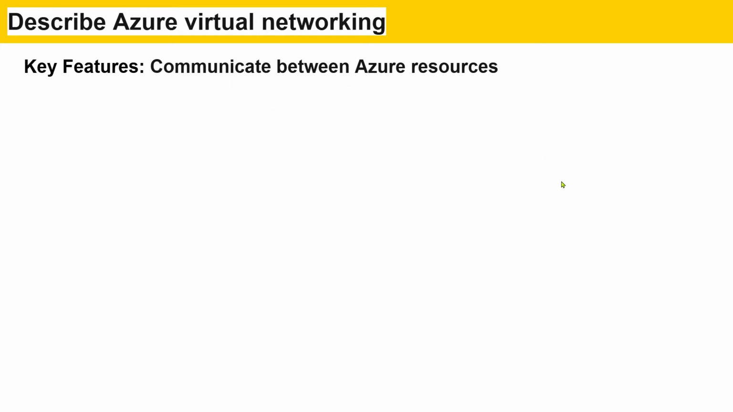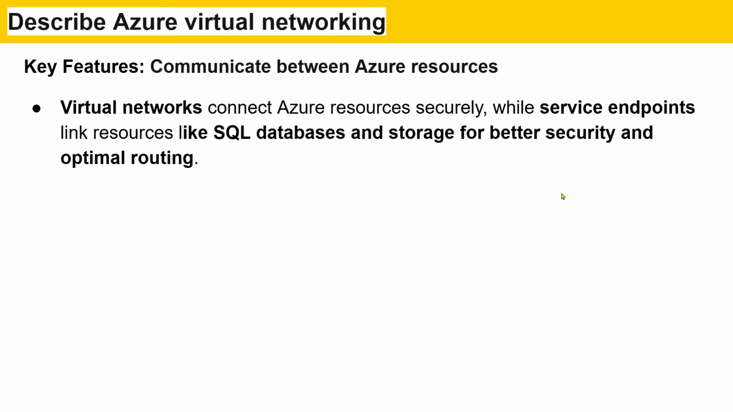Communicate between Azure resources. When I say Azure resources, just think of virtual machines, your databases, things like that. Okay, so virtual networks connect Azure resources securely, while service endpoints link resources like SQL databases and storage for better security. So the important words are service endpoint, virtual network. So what is a virtual network? It is all about communicating with different resources, right? Different devices.